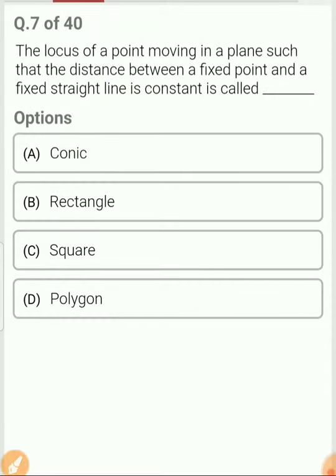The locus of a point moving in a plane in such a way that the distance between a fixed point and a fixed straight line is constant is called a conic. You need to remember this definition: a locus of a point moving in a plane such that the distance between a fixed point, which is called the focus, and the fixed straight line, which is called the directrix. Then we get various kinds of loci, and these could be an ellipse, parabola or hyperbola, which are the conics.